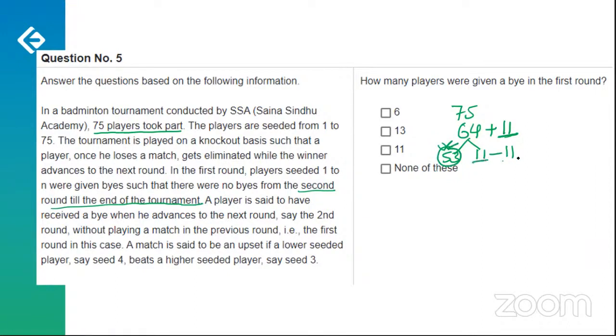And these 11 are playing matches with 11, and these 11 winners plus the 53 who are getting byes total 64. After that, there is no question of any upset, and the whole tournament will go on as it is. So how many players got a bye? 53 players got a bye. So that's why the answer would be none of these.